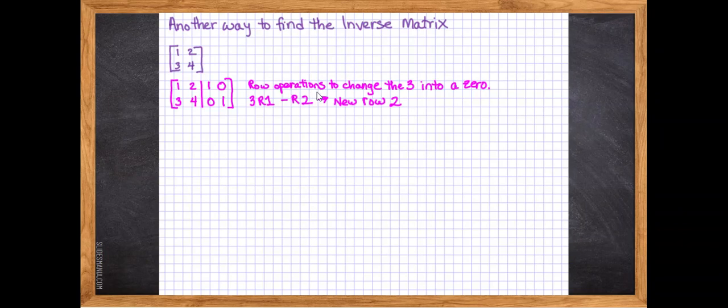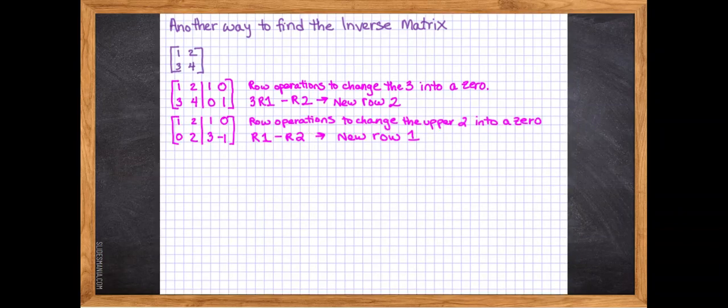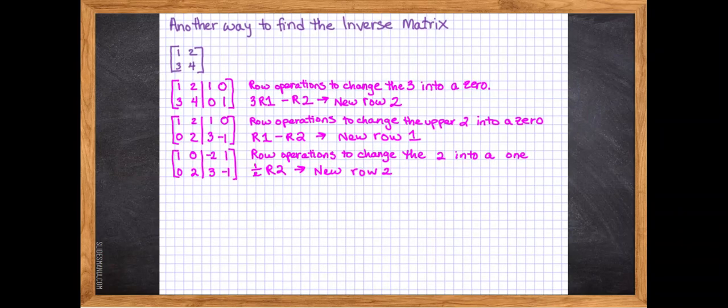So we're going to use row operations to change the 3 down here into a 0. So I'm going to take 3 times our row 1 and then subtract row 2 to get our new row 2. And we do this to this whole 2 by 4 matrix. So our row operations now will change the upper 2 into a 0. In order to do that, I'm going to take row 1 minus row 2 to get my new row 1. Here's the result of that.